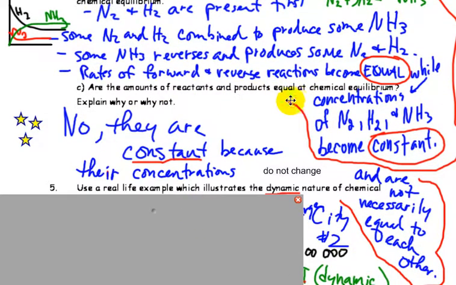Okay, so do we have to have equal amounts of products and reactants? No, but they are constant. So you see they're not the same level, they're not the same value, but they are flatlined, meaning constant.